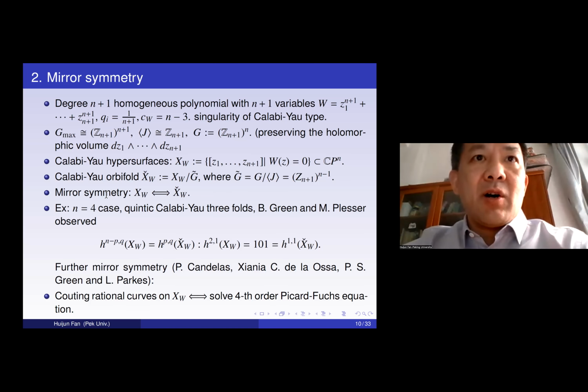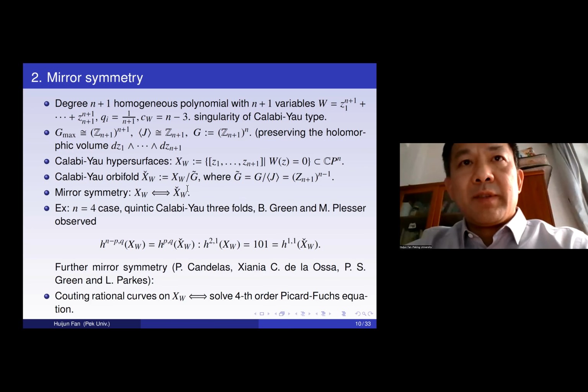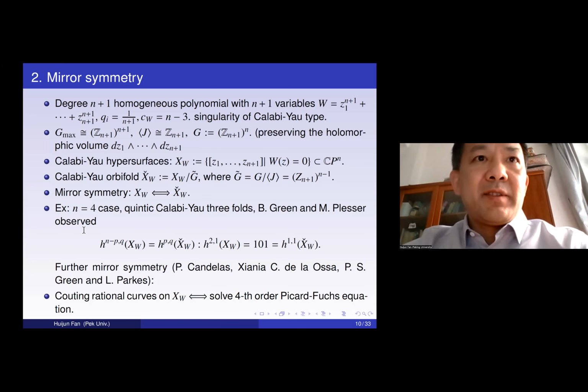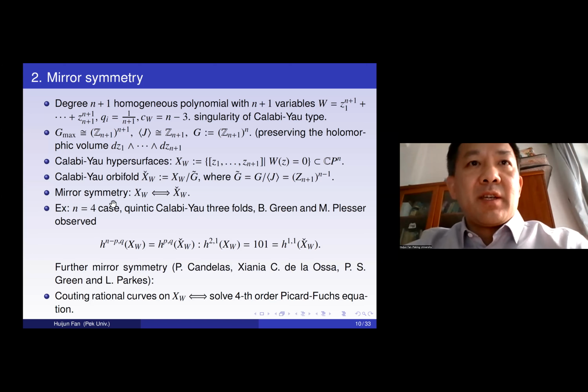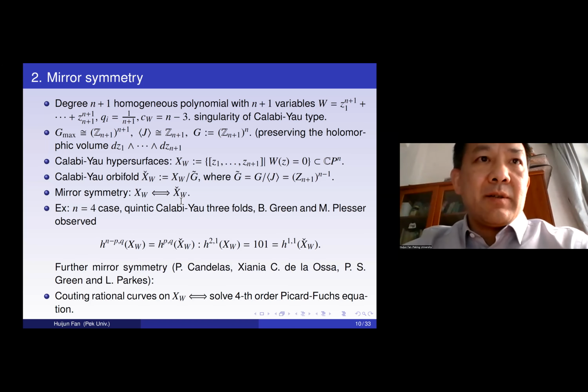And we have another Calabi-Yau orbifold, X check W. This is a quotient geometric object. You can take XW quotient G tilde, where G tilde is the quotient group G modulo the small group J, this cyclic group. And then mirror symmetry says the topological field theory defined on XW should be equivalent to the topological field theory defined on X check W.